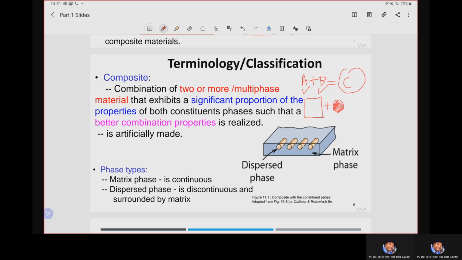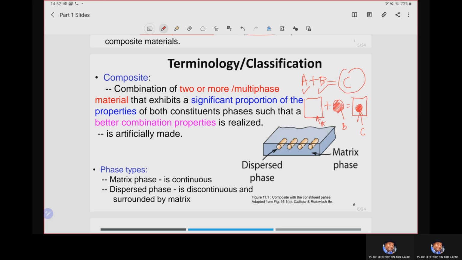Where it is discontinuous and surrounded by the matrix when we combine them as a composite material. So this is A material, this is B material, this is C material, which is the composite material. So the matrix in this case will give the overall shape to the composite body and hold the dispersed phase accordingly, right? Meaning to say the matrix becomes the house, and the dispersed phase becomes the occupants, all right? And then the dispersed phase here plays its role to reinforce or strengthen the overall resultant new composite material, all right, or C material.